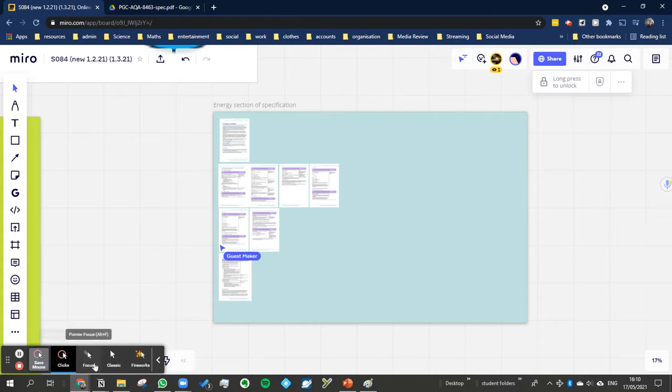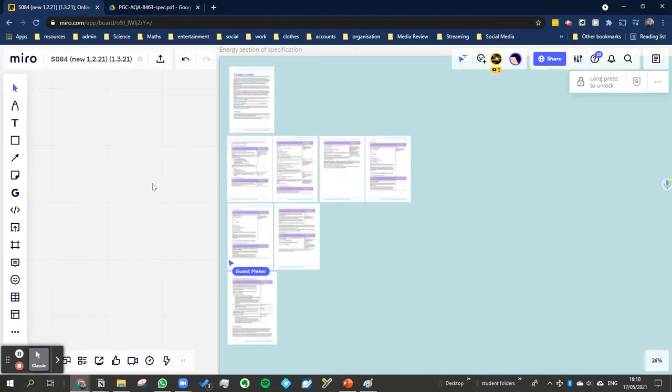Right. Okay. I'll just choose the right mouse cursor.